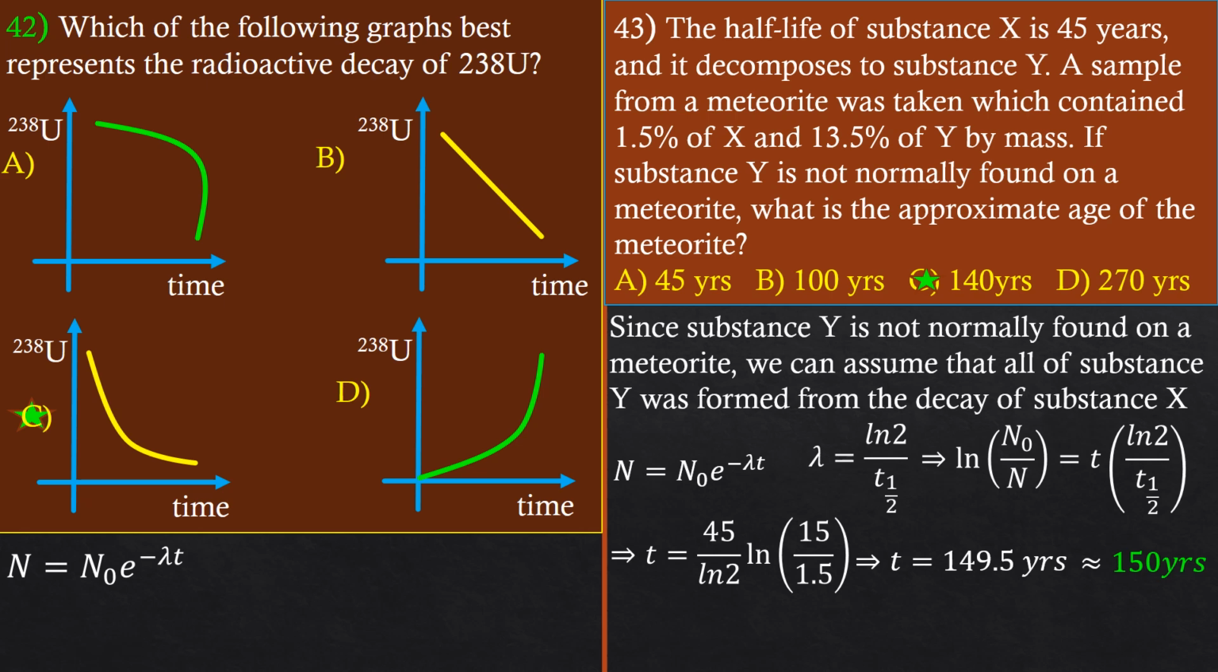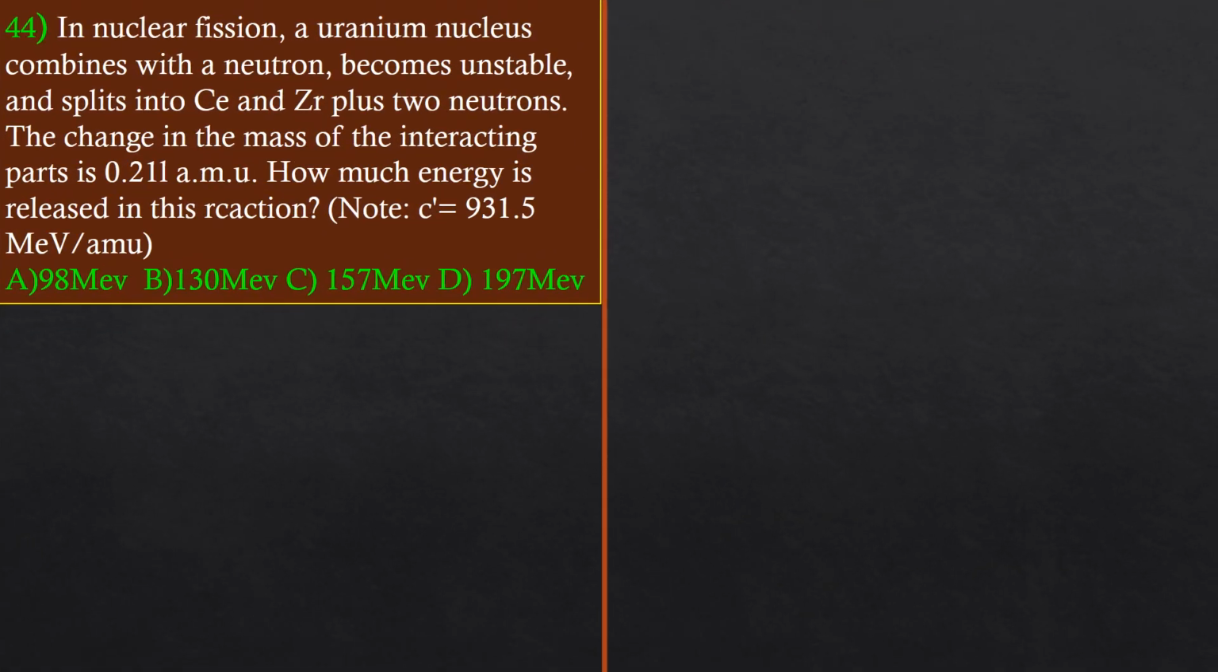Okay, let's go to the next question. Question 44 reads that in nuclear fission, a uranium nucleus combines with a neutron, becomes unstable, and splits into Ce and Zr plus two neutrons. The change in the mass of the interacting parts is 0.210 atomic mass unit. This is virtually the mass defect. How much energy is released in this reaction?